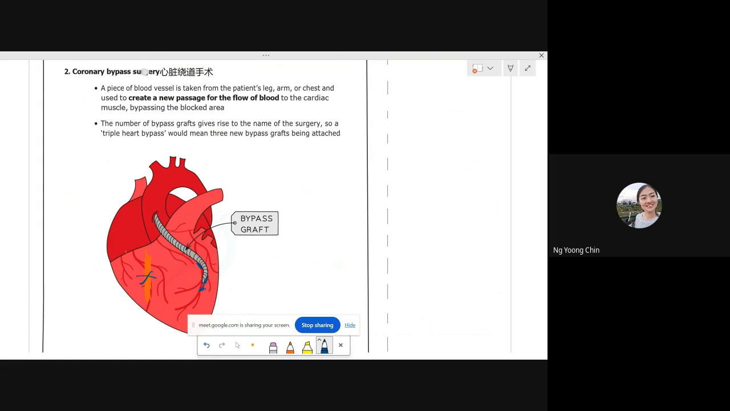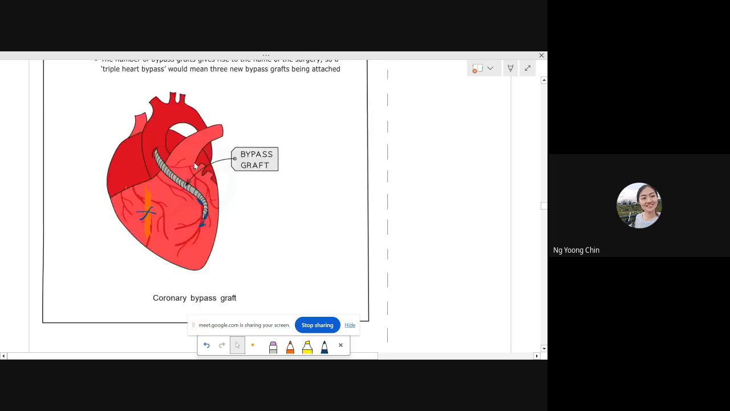Okay, so they will use a piece of blood vessel from the leg, arm, or chest to connect it to the blood vessel at the other end. And then they bypass the blocked area because the blocked area cannot be used anymore. So they need to bypass. By this, they will create a new passage. So this is called the bypass graft, coronary bypass.